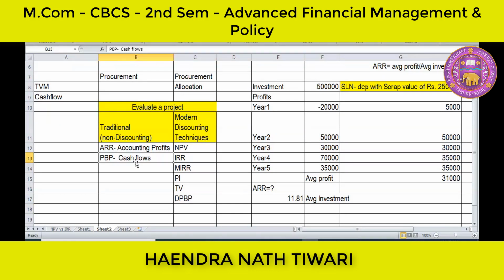Now let us understand what payback period is. Payback period says how quickly my investment comes back to me. It is a measure of liquidity, which talks about how quickly your investment will come back to you.